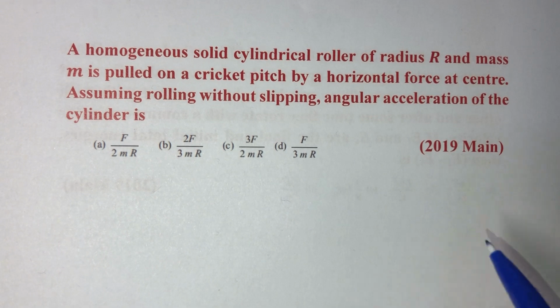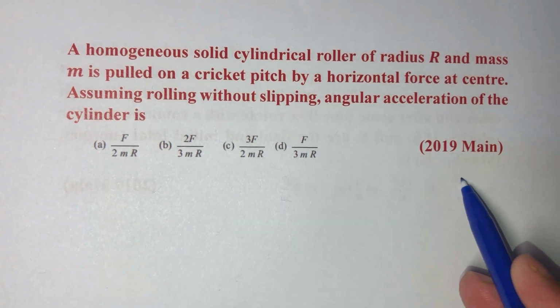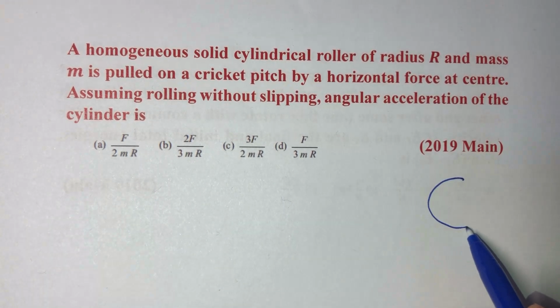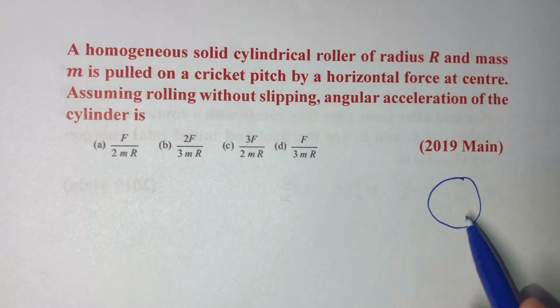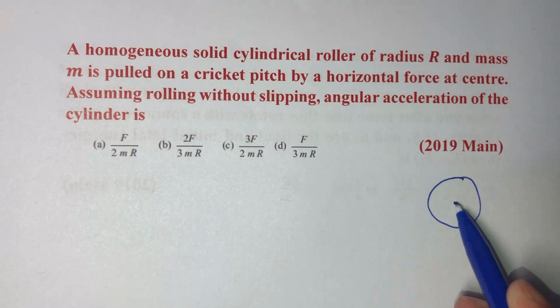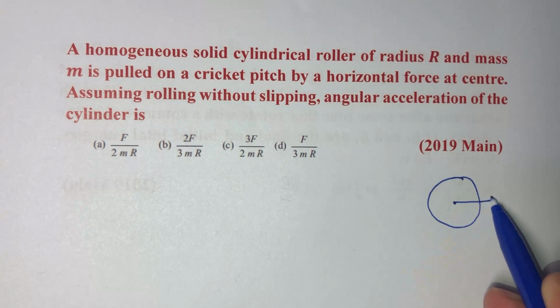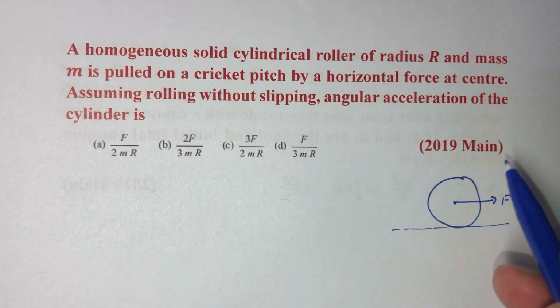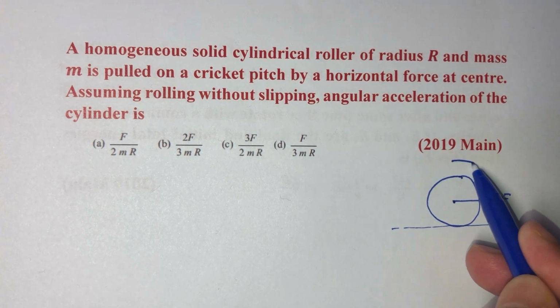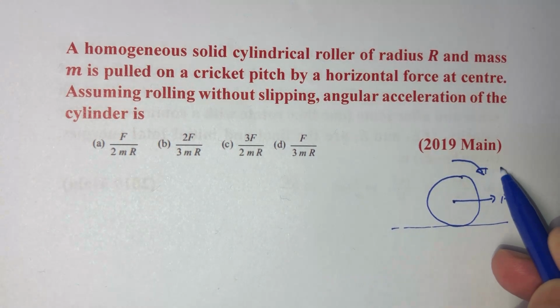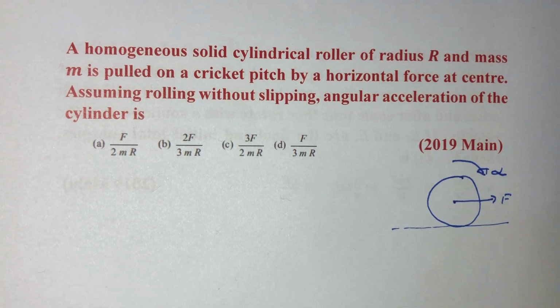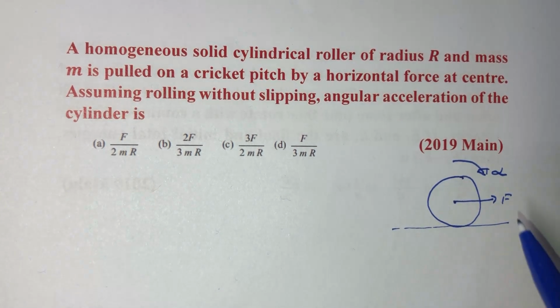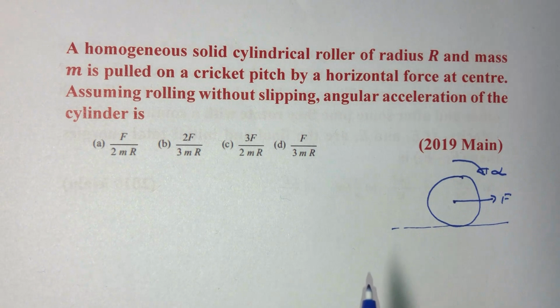So we have a cylinder which is being pulled by a horizontal force applied at the center. So let F be the applied force at the center, and this is the pitch, and we have an angular acceleration of alpha. So we are supposed to find out what will be the value of angular acceleration.